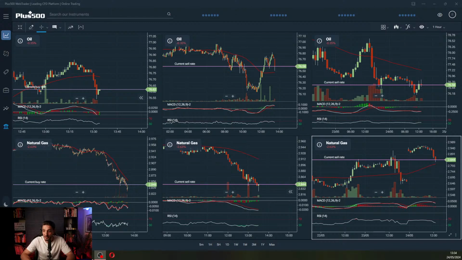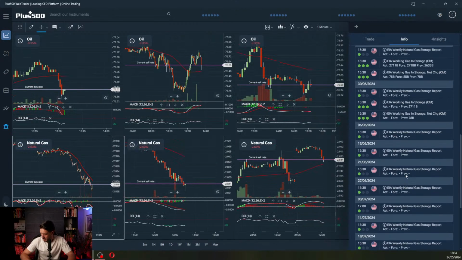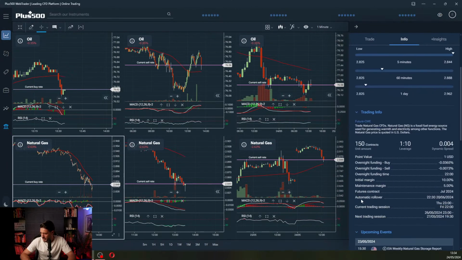Right, so yeah, that is the rollover, and that's why you should really be careful when it comes down to rollover. How can you find out about rollovers? Well, on Plus500, if you click the little symbol here, then you can see an automatic rollover. The next one will happen on the 20th of June. So be mindful of that.